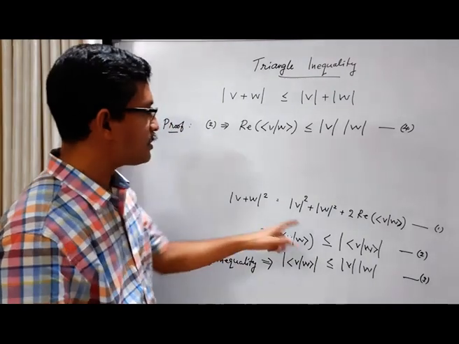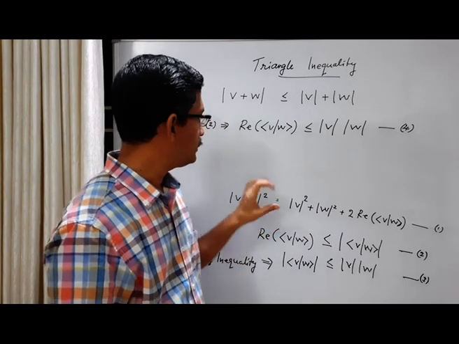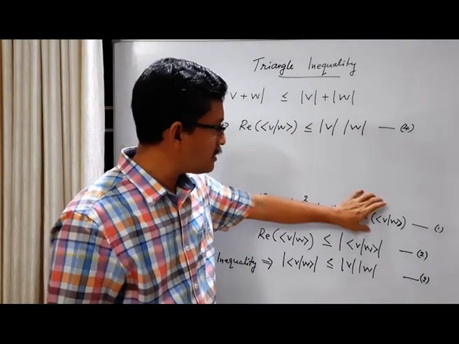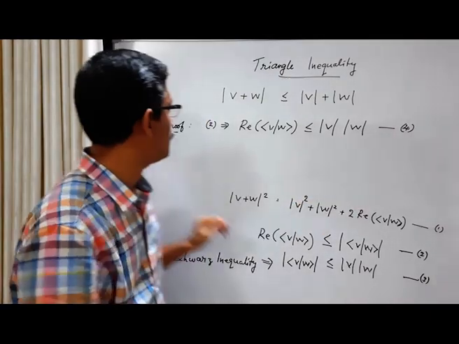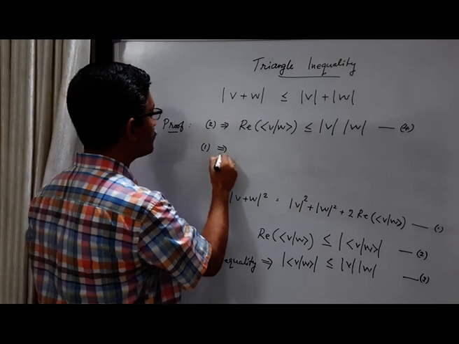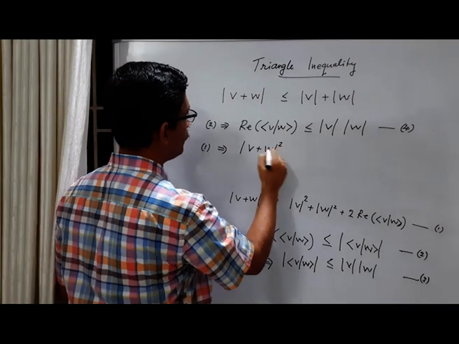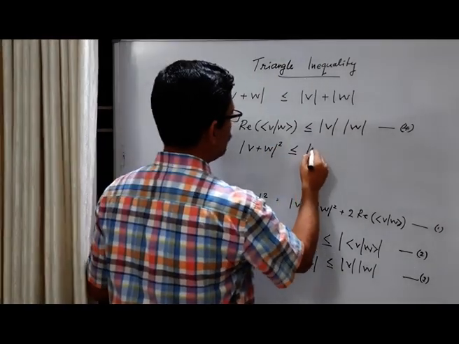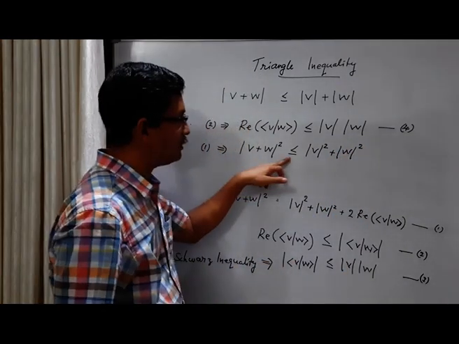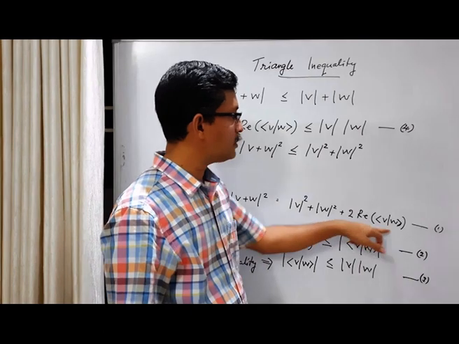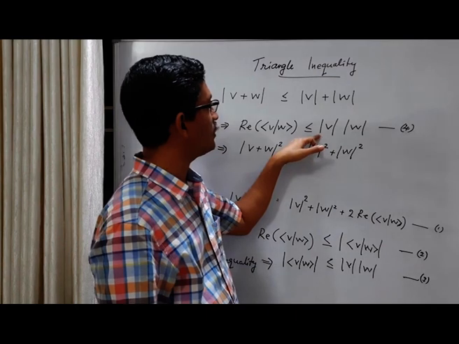Now in equation 1 we have this real part of inner product between V and W. This is an equation, but this is less than or equal to this. So let's substitute equation 4 in equation 1. Then equation 1 becomes norm of V plus W square is less than or equal to norm of V square plus norm of W square. Now we have a less than or equal here, because instead of this real part of inner product between V and W, I am going to use this inequality.